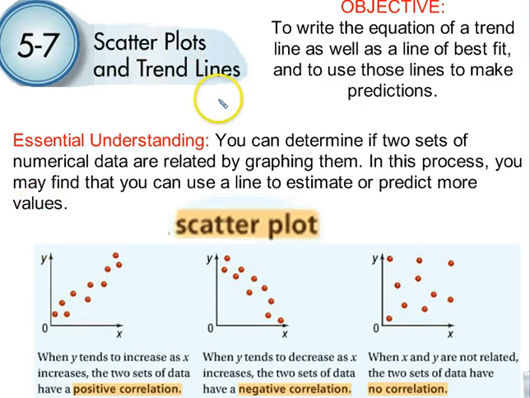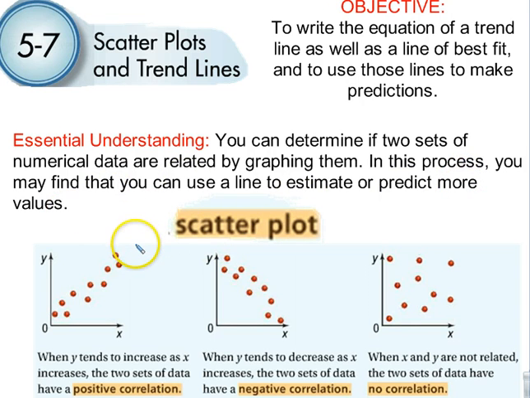Scatter plots and trend lines, or what's called best fit lines. To write the equation of a trend line as well as a line of best fit, and to use those lines to make predictions. You can determine if two sets of numerical data are related by graphing them. In this process, you may find that you can use a line to estimate or predict more values.